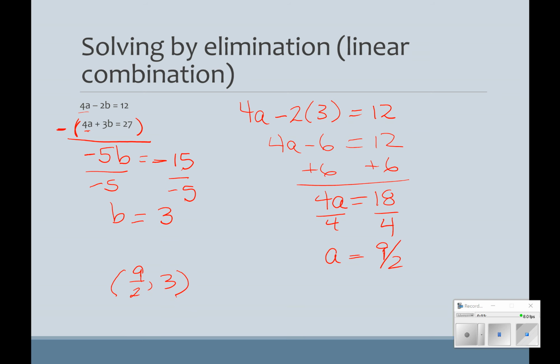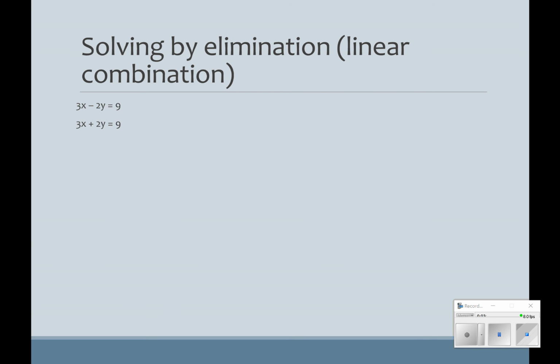So now instead of just adding, I had to subtract because we want to get rid of the variables. Okay, one last example. Notice that my 3x's are the same. So are my y's, except it's minus 2y and plus 2y. So if I add my equations, it's the y's here that are going to cancel. So if I add, I'm going to get 6x, negative 2y plus 2y is 0y, or 0. 9 plus 9 is 18. If I divide both sides by 6, x equals 3.